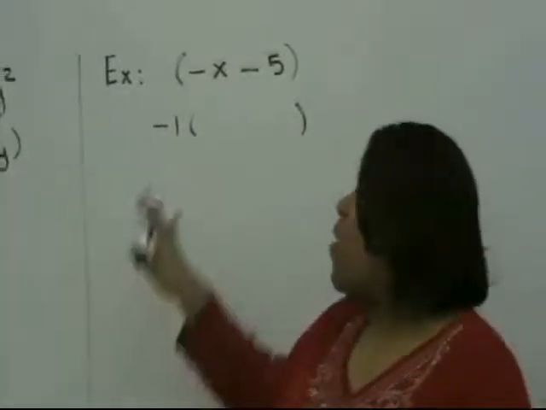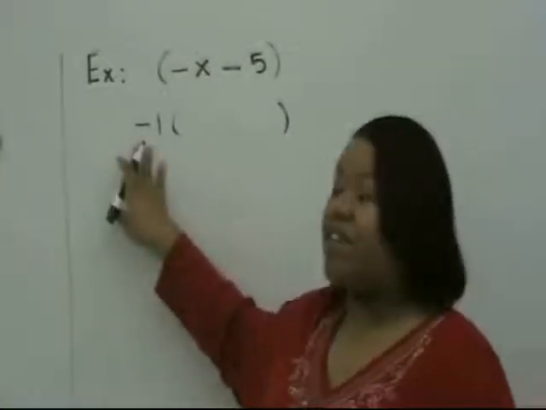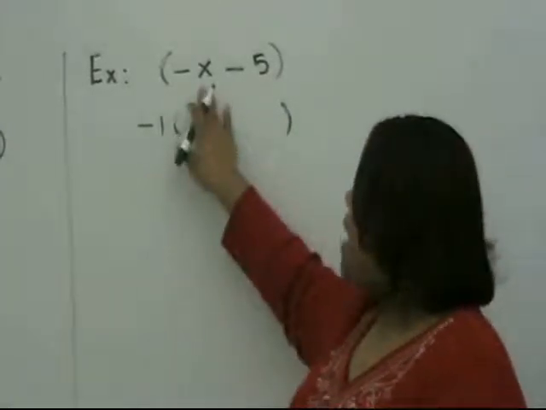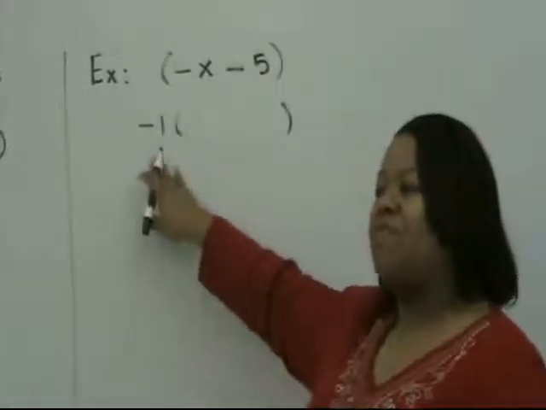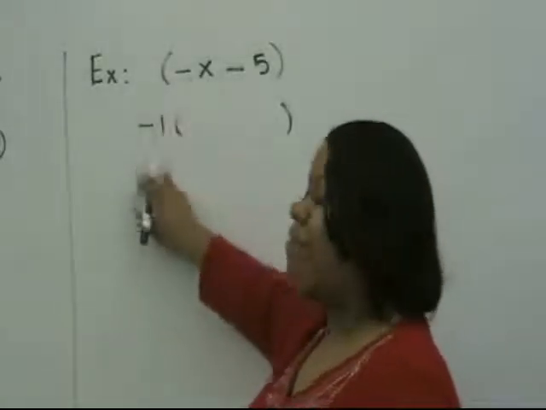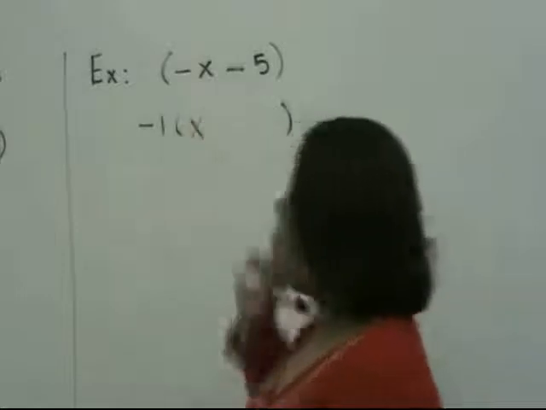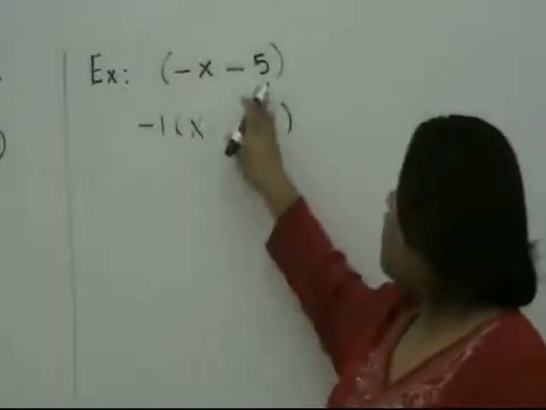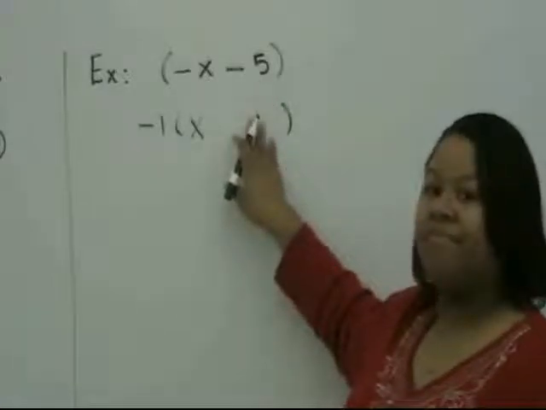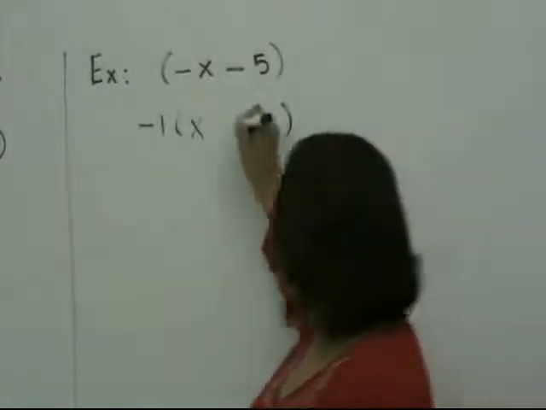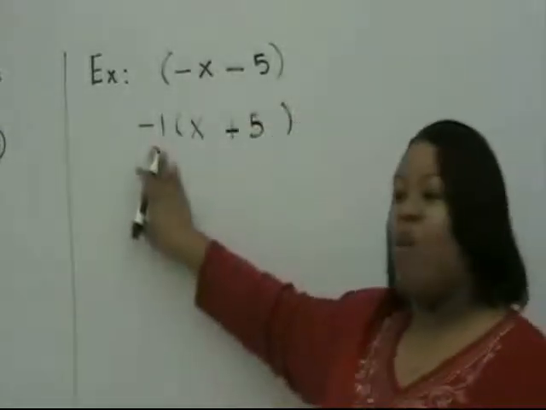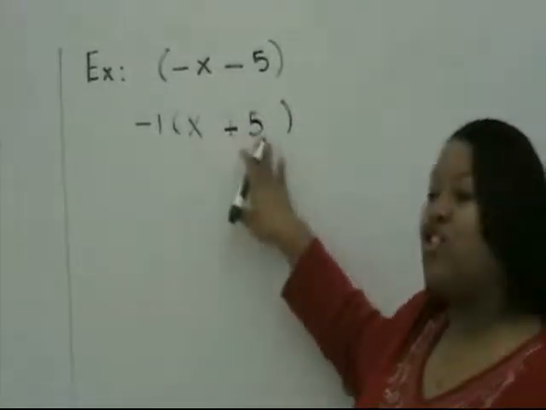And remember, once we identify the greatest common factor, we divide each term by that greatest common factor. So negative x divided by negative 1 would give me positive x. Negative over negative makes positive. And then negative 5 divided by negative 1 would give me positive 5. Absolutely. Factoring out negative 1 will change the sign of each term.